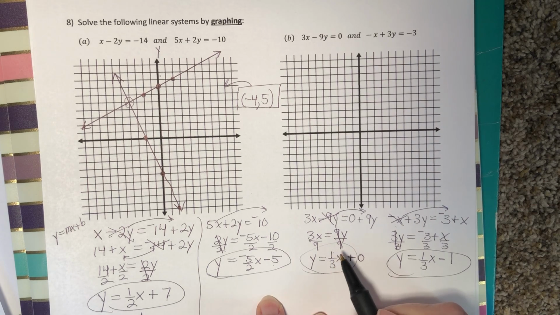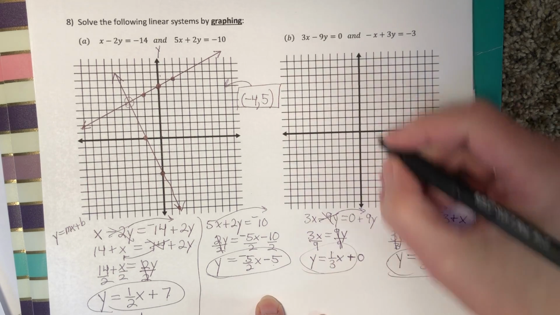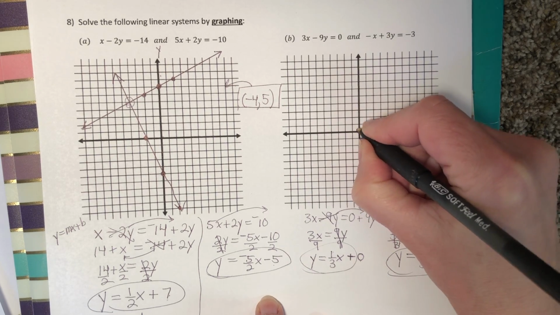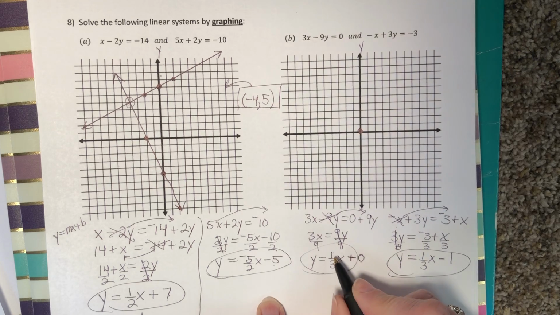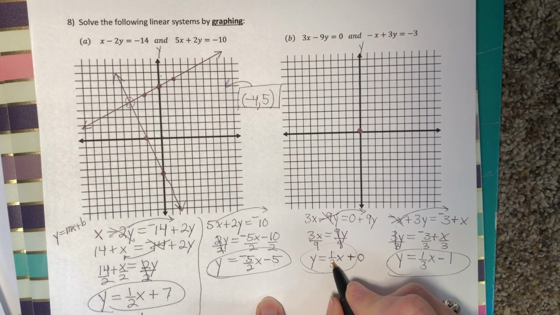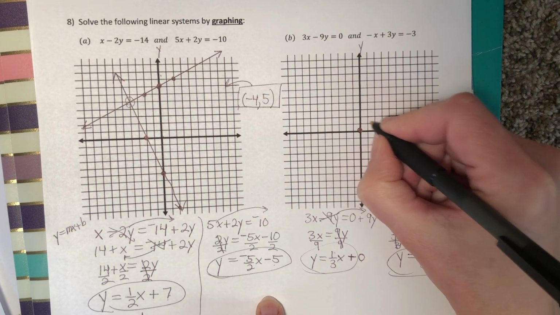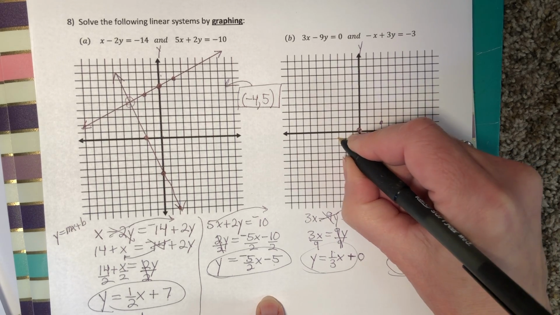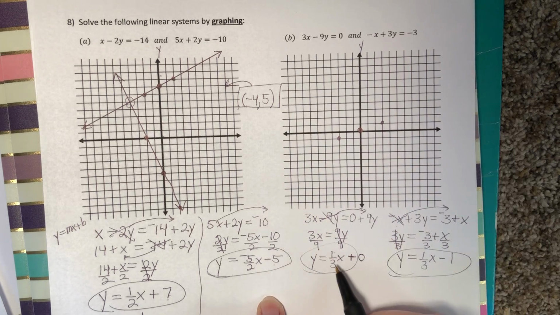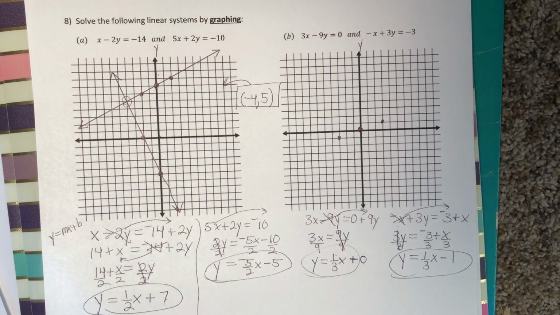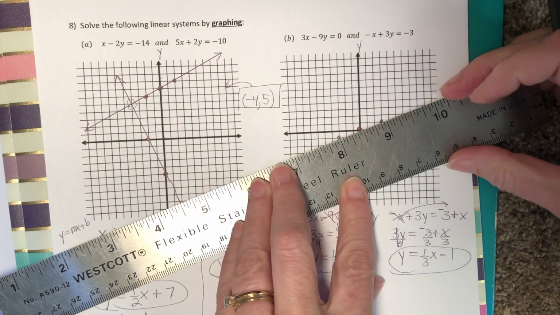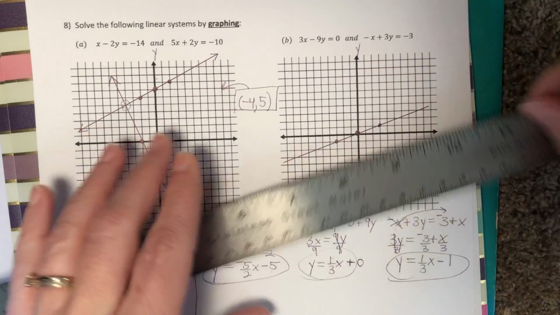So 1/3 x means the intercept is 0. First plot that on the y-axis. Rise 1, run 3. Up 1, right 3. Down 1, left 3. See, it has to be going uphill because it's a positive slope. And connect the dots. Okay, we get that.